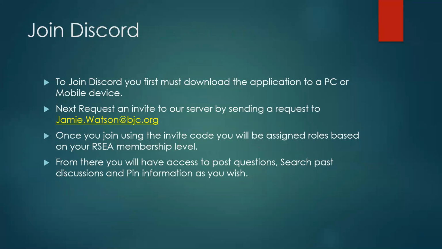Joining Discord is pretty easy. The first thing you're going to do is download the application to a PC or a mobile device. Once you've downloaded it, you can send a request to my email, that's jamie.watson@bjc.org, and I will send you an invite code. Then you'll type in this invite code and join our server.